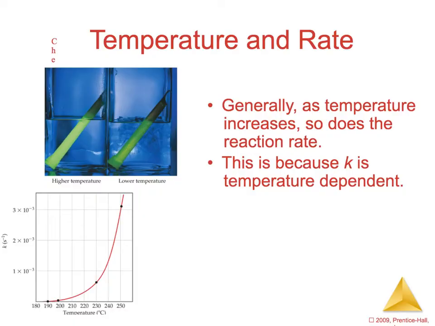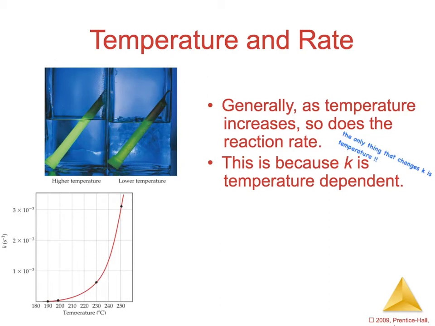The rates of most chemical reactions increase as the temperature rises. You can see an example of that with these light sticks. The light that's in the hot water is glowing more brightly than the one that is in the cold water. The rate constant, k, is temperature dependent. So it's really important to remember the only thing that will change the value of k is temperature.